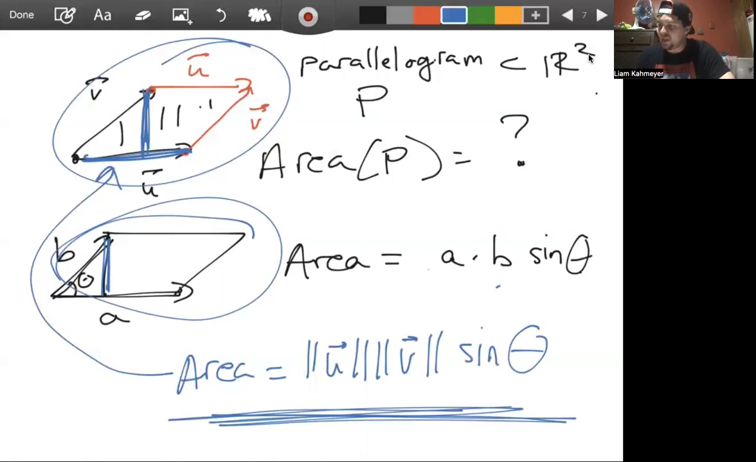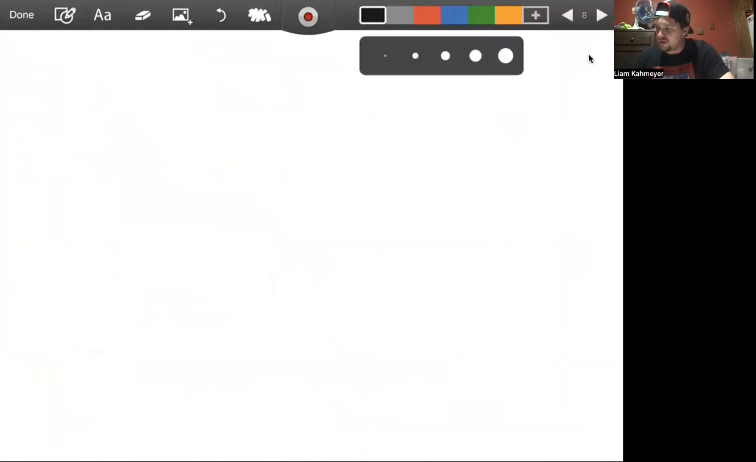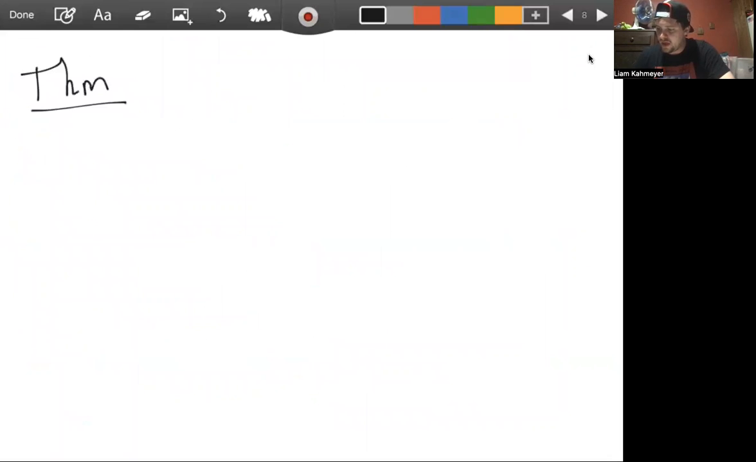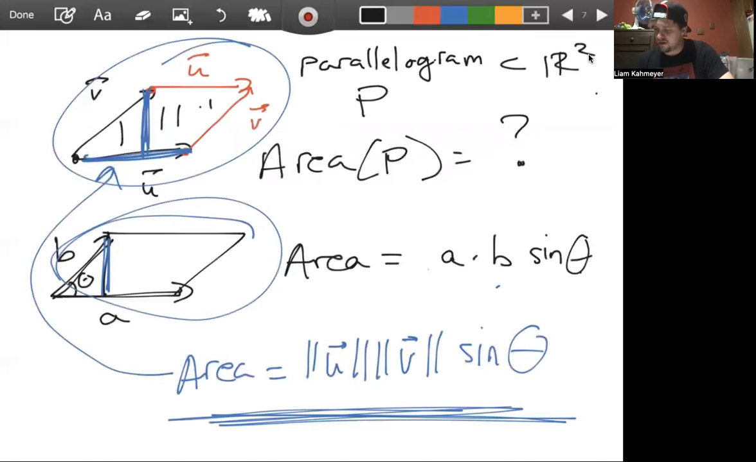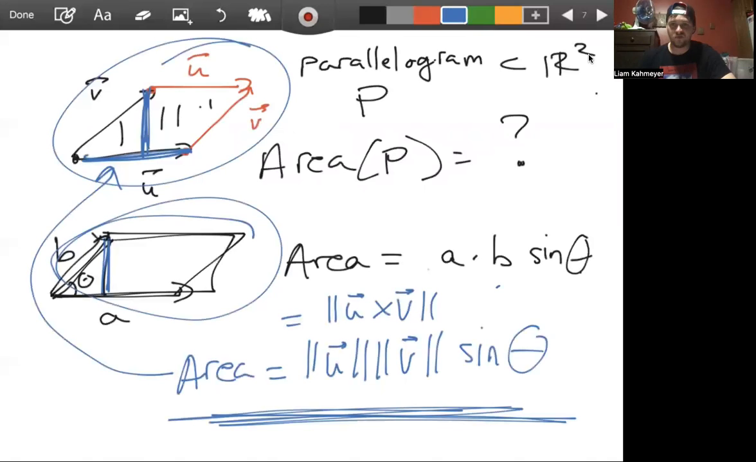And so the area of this parallelogram is given purely in terms of understanding these two vectors that determine this parallelogram. And it turns out we have this important theorem that the magnitude of the cross product u cross v is equal to magnitude of u, magnitude of v sine theta. And so really, the area of this parallelogram determined by vectors u and v is just the magnitude of the cross product of the two vectors.